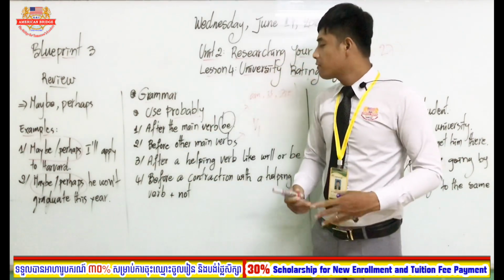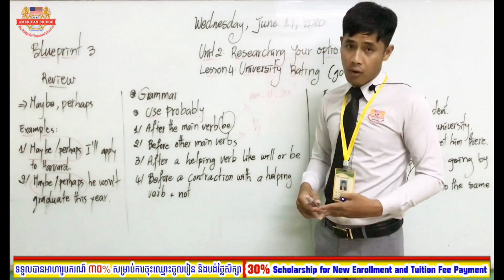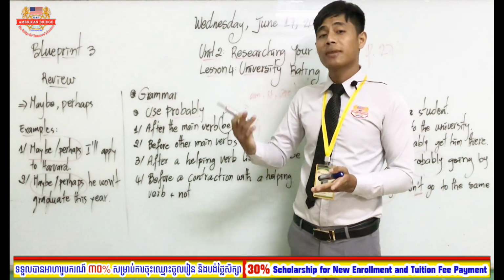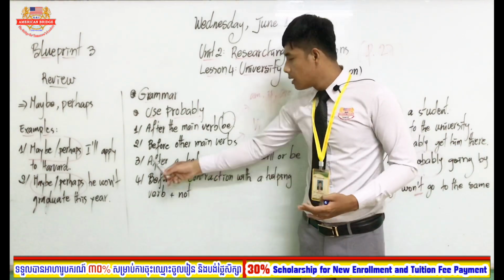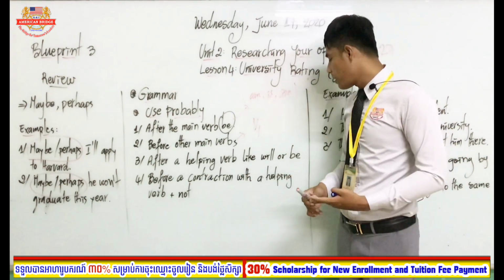Number 2, before other main verbs. Before other main verbs means before verb 1. So we use probably after the subject. Number 3, after a helping verb like will or be, right?